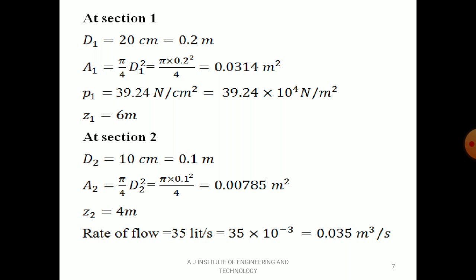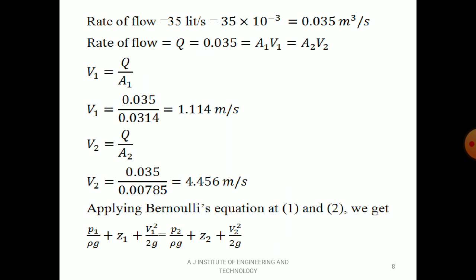A very important conversion factor in this problem: liter to meter cube, just multiply by 10 to the power minus 3. So 0.035 meter cube per second, that is the Q value. The rate of flow is 35 liters, so 0.035 meter cube per second. We know the expression A1 V1 equal to A2 V2, so Q equal to 0.035, that is equal to A1 V1, that is equal to A2 V2.